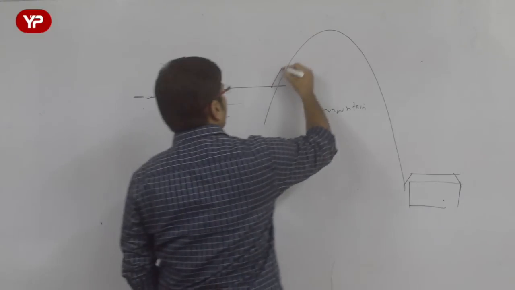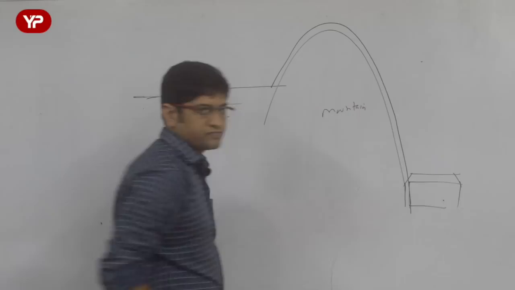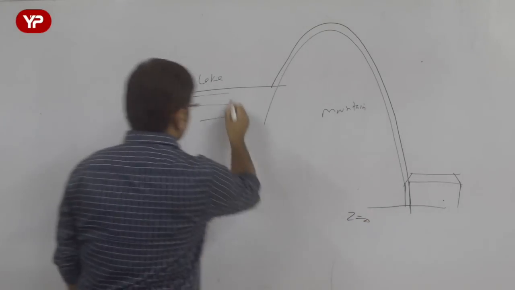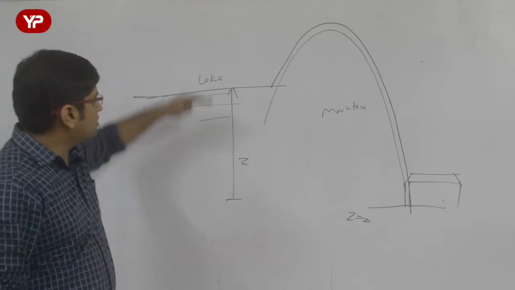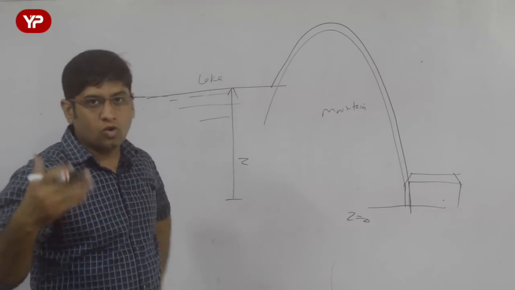Now what I do, I lay a pipe here. Let's say this is the pipe. All I know is that my village is at a datum, and the lake water is at datum Z. The lake is at datum Z above my village. Now let's go for the Bernoulli equation.